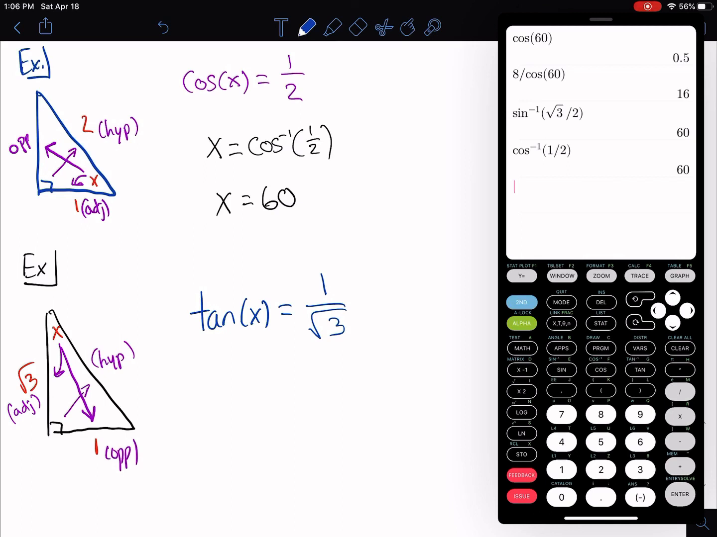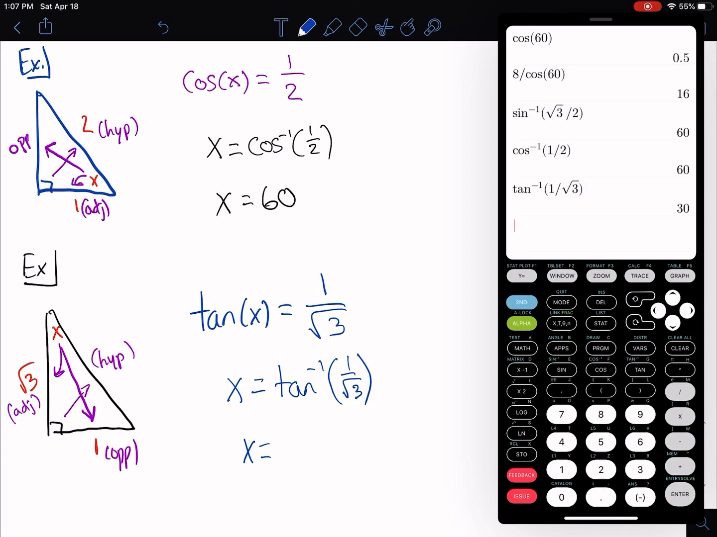We're going to do tangent of x equals 1 over radical 3. We're going to solve for x, and then we're going to have to use arctangent. Okay, and we're just plugging in exactly what we had. So that'll allow us to get our angle. Okay, so we come over to our calculator, and we're going to get second tan, 1 divided by, and then we're going to plug in radical 3.